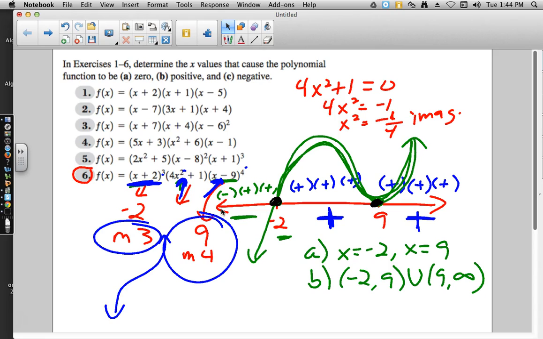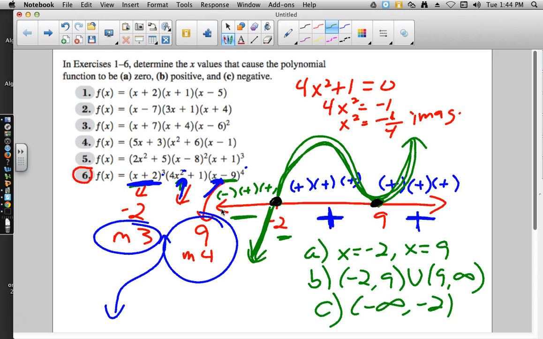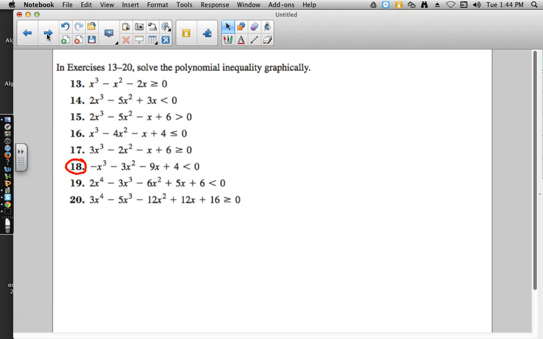And then C says when is it going to be negative? So that's our stretch of our graph here that is below the x-axis, and we don't want to use -2 because that is one of our zeros. So that will be negative infinity to -2. And that answers problem 6.